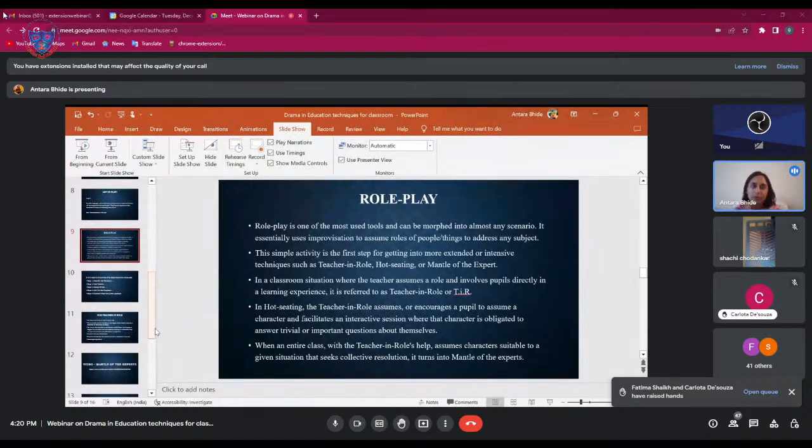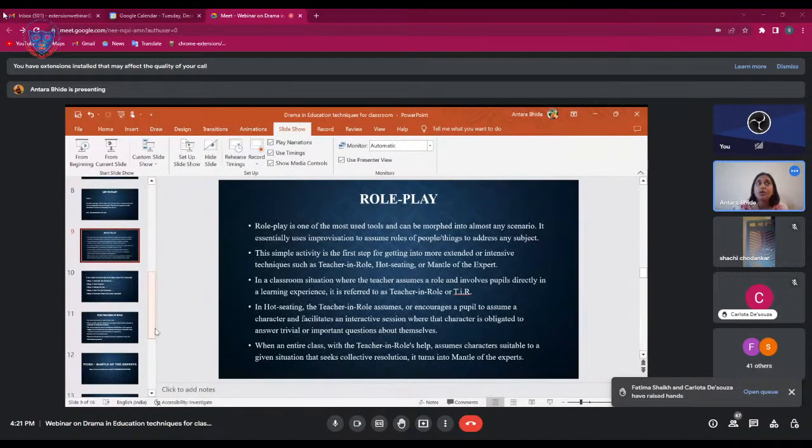Hot seating is also another drama in education convention. Here the teacher is still in role, but the teacher is encouraging a student to assume the role of a particular person from history or current life, like maybe a politician, or an animal, or something that is going to sit in a hot seat in front of the entire classroom. There's going to be a chair kept in front of the class. The chair is referred to as the hot seat, and the student as the particular character will come and sit on the chair, and everyone in the class, including the teacher in role, will ask questions, and the character on the hot seat will have to answer those questions.